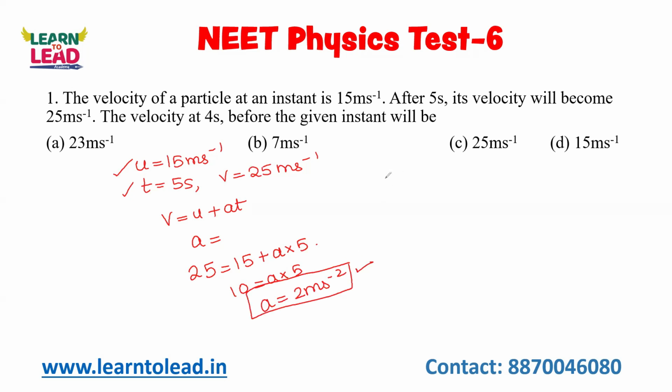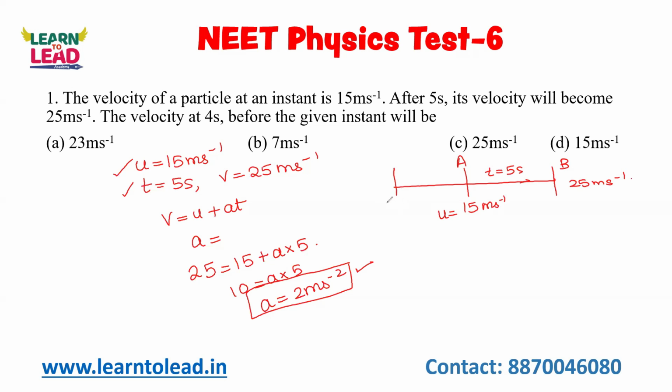Okay, now, for a particular instant, initially we have taken an instant a. At a, the initial velocity you have taken as 15 meter per second, and after time t is equal to 5 seconds, the velocity at b is 25 meter per second. They are asking what is the velocity at 4 seconds before the given instant.